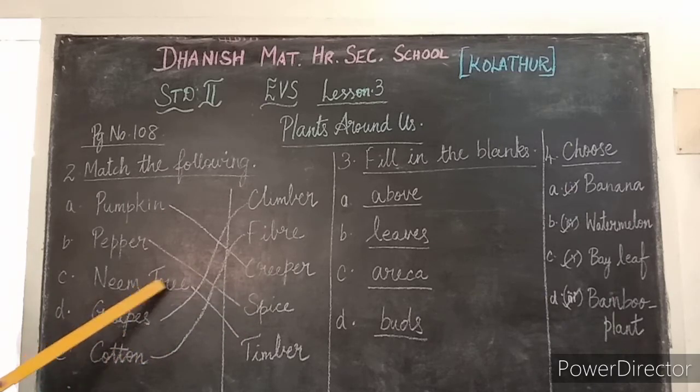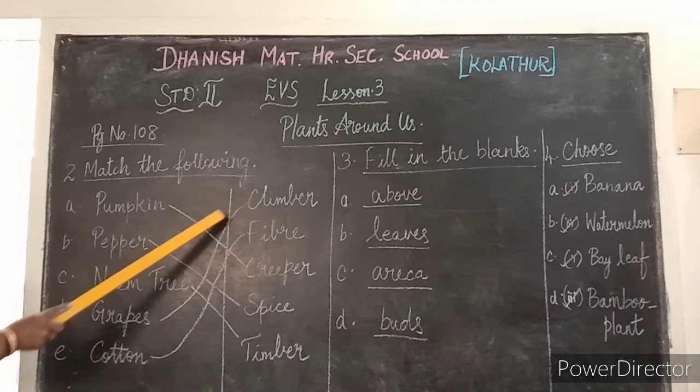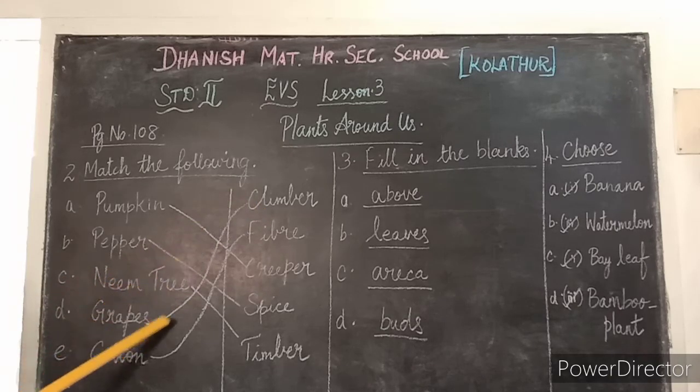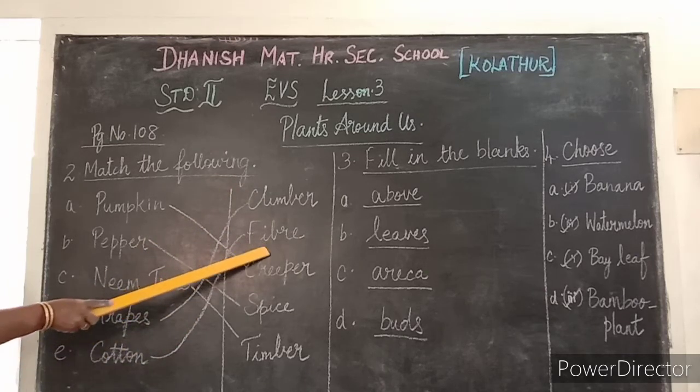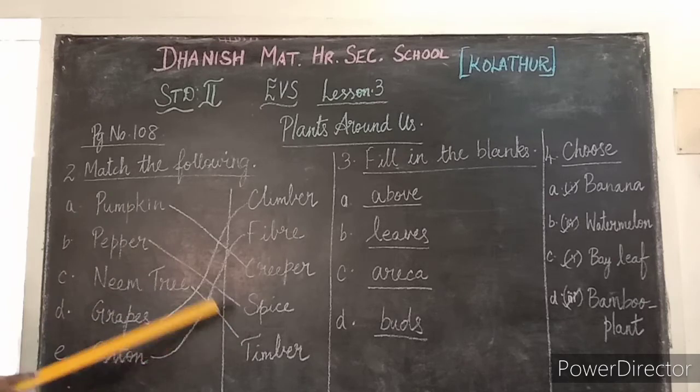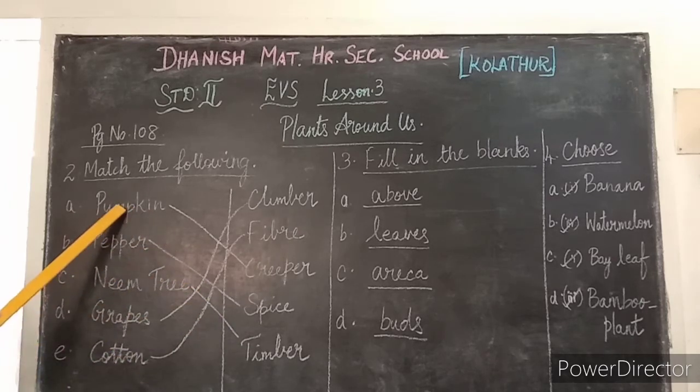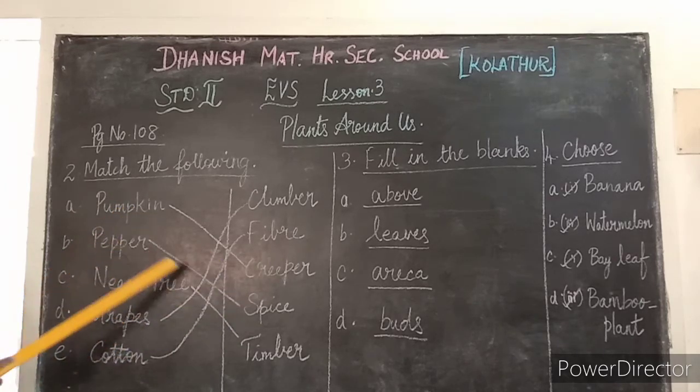Neem tree is timber. From this neem tree we make wooden things, that is table, chair, like that, right? So that is timber. So match it with that. Then grapes. Grapes, climber. So match it with that. Then cotton. Cotton is fiber. So match it with that. So like that, you have to match: pumpkin, creeper; pepper, spice; neem tree, timber; grapes, climber; cotton, fiber.